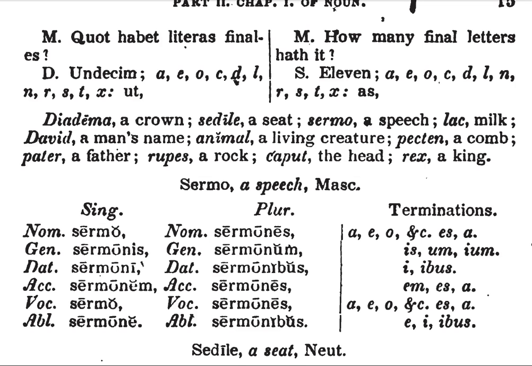Quot habet literas finales? How many final letters hath it? In other words, how many final letters has it got? Undecim, 11. A, e, o, c, d, l, n, r, s, t, x. Ut. Diadema, a crown.